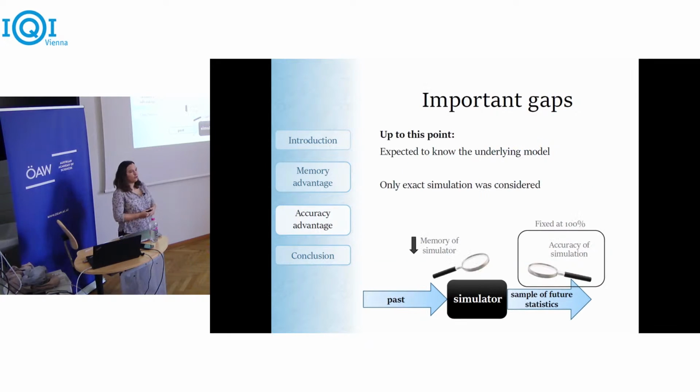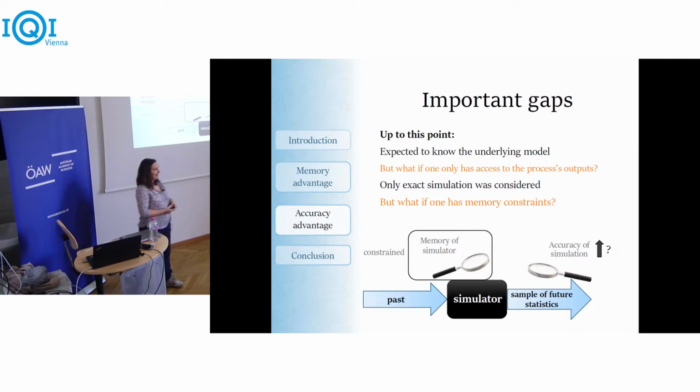Okay, so why did we set out to do this? Basically, up until everything that I've shown you, you were always expected to already know what the process is, and only exact simulation was considered. So this is why we were trying to make sure we are very close to the exact simulation, but you were basically assuming that your outputs were perfectly accurate. However, if you go out into the real world and observe some stochastic process, normally no one tells you what the underlying model is. What you actually have access to is the output of the process. And so what happens if you don't know the underlying model?